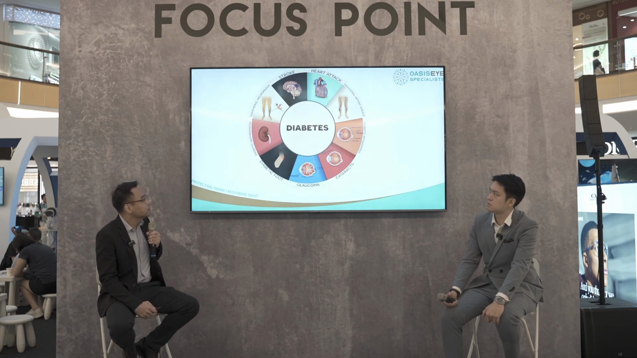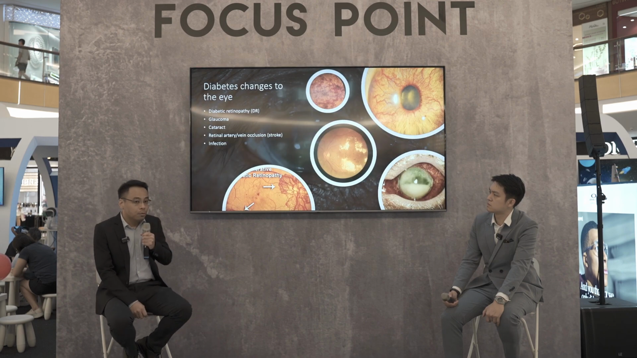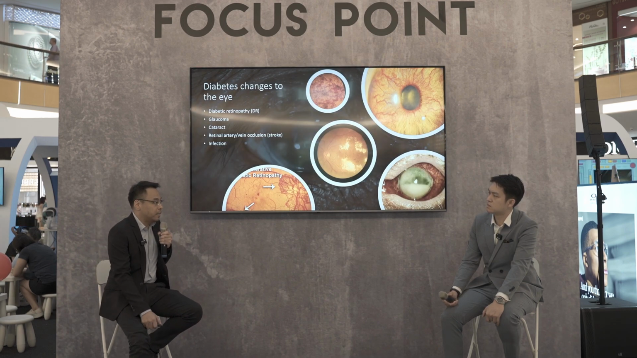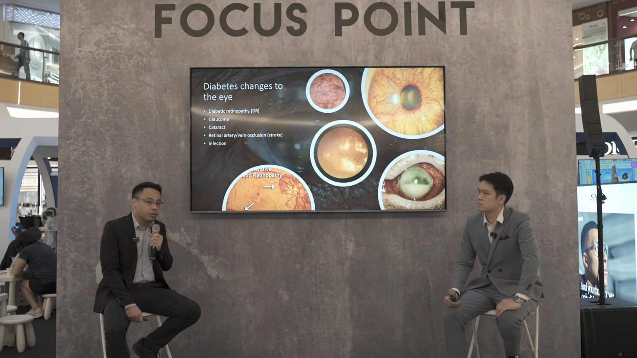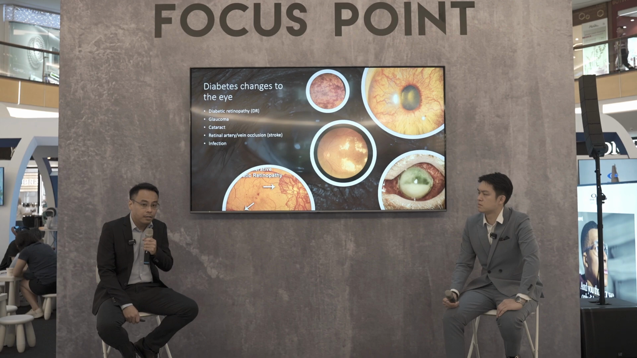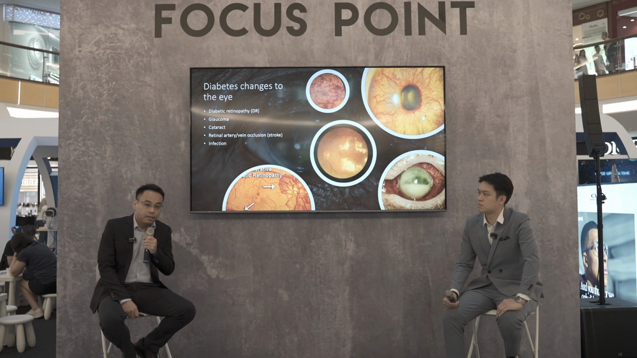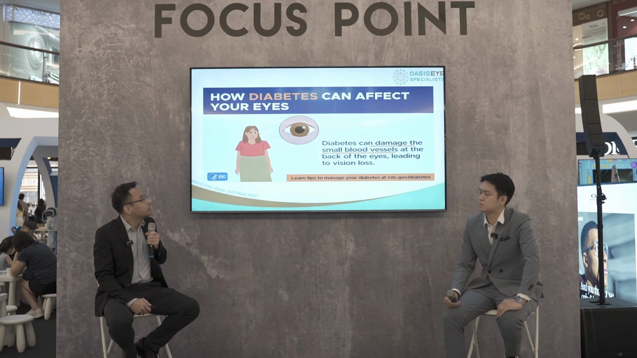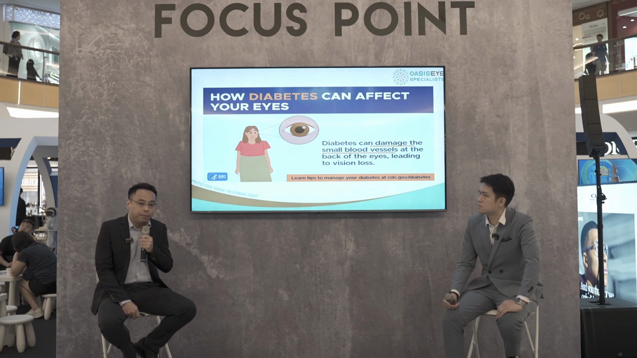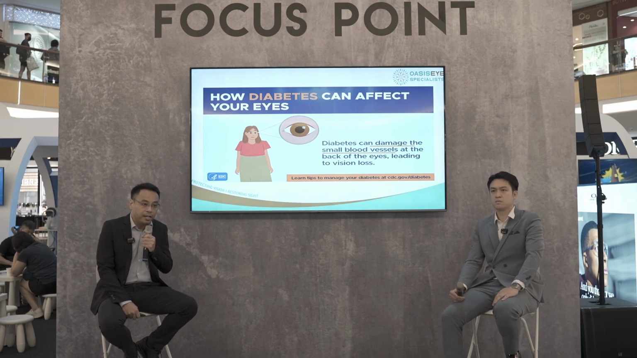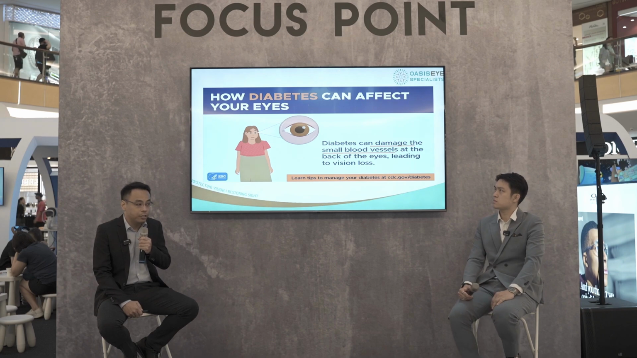So we are going deeper into diabetic-related eye disease now. What are diabetic eye diseases? It's a group of eye conditions that affect patients with diabetes. This includes diabetic retinopathy, glaucoma, cataract, retinal vein or artery occlusion, and infection. Again, how can diabetes affect your eyes? Diabetes can damage the small blood vessels at the back of your eyes, which is the retina, and cause vision loss.